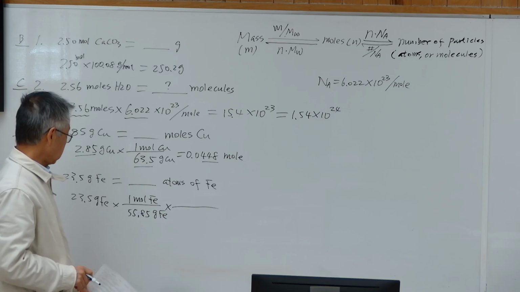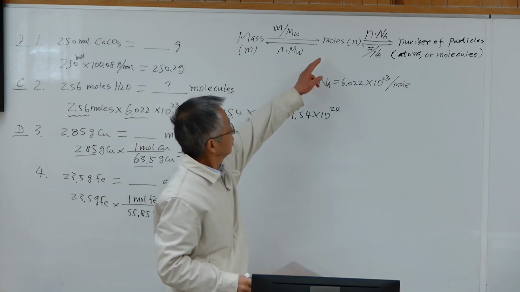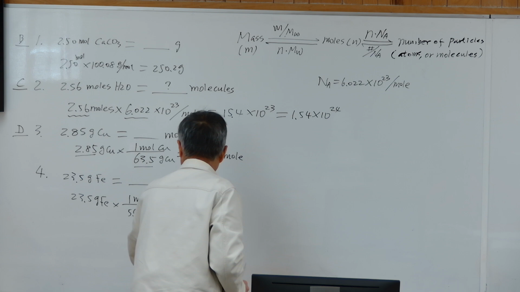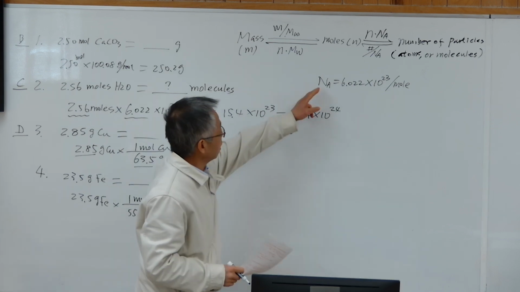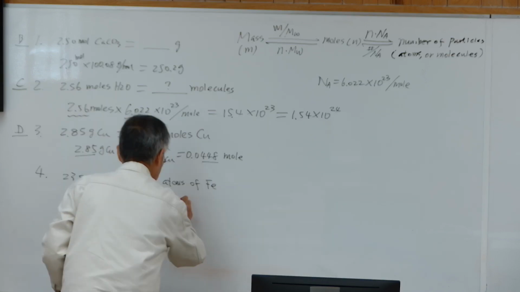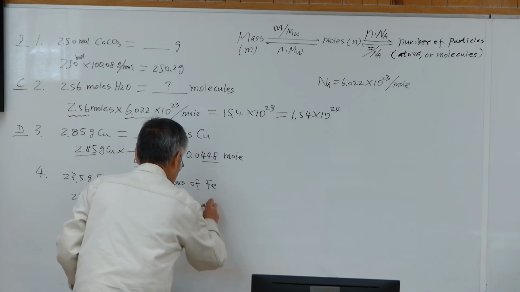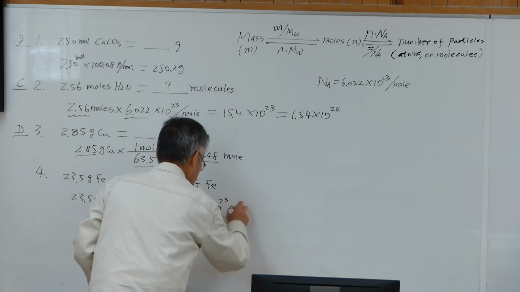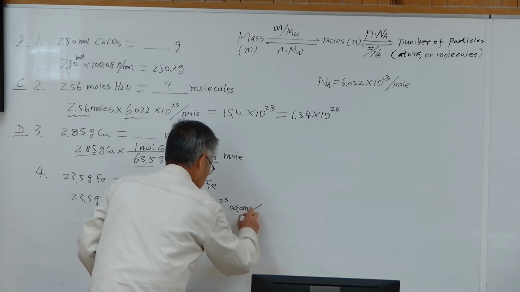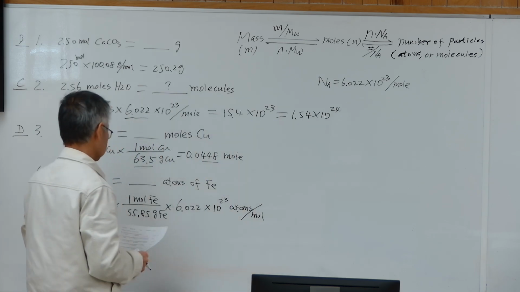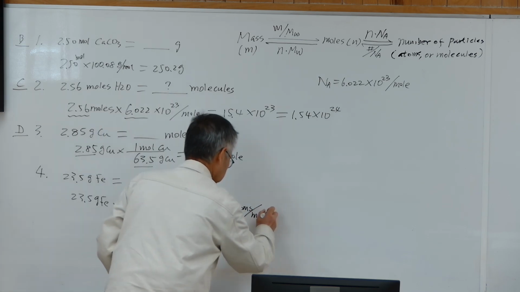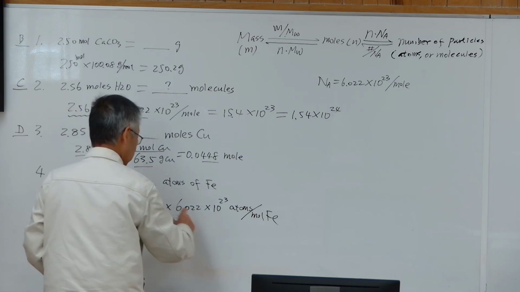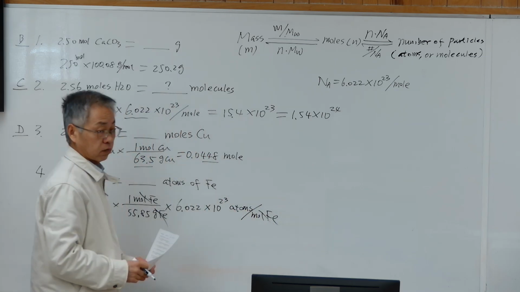Then you need to multiply by Avogadro's number. 6.022 times 10 to the 23rd power atoms per mole. Gram cancels gram, mole cancels mole, leaving the number of atoms.